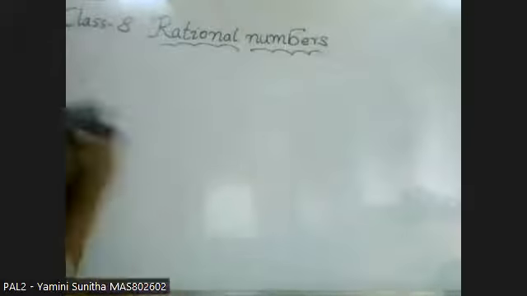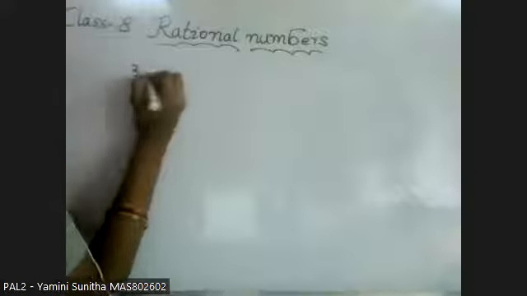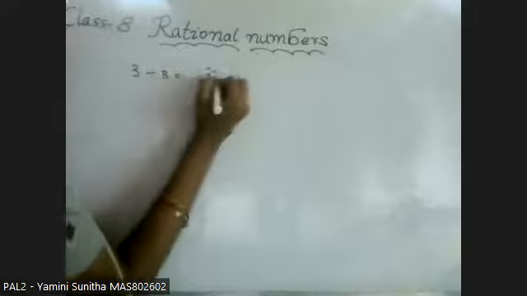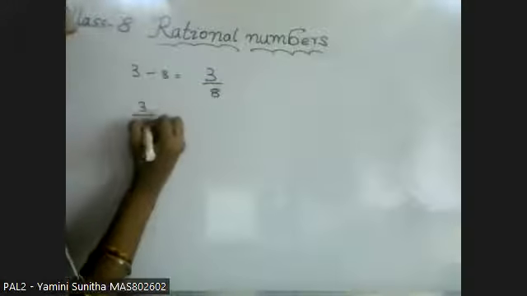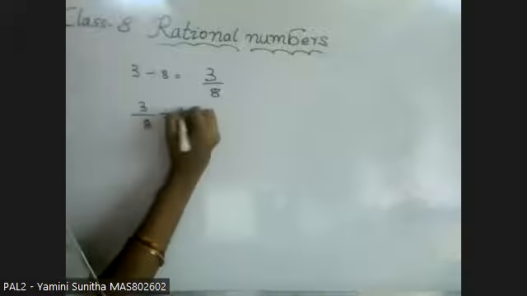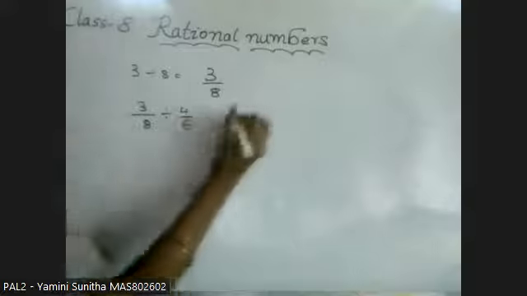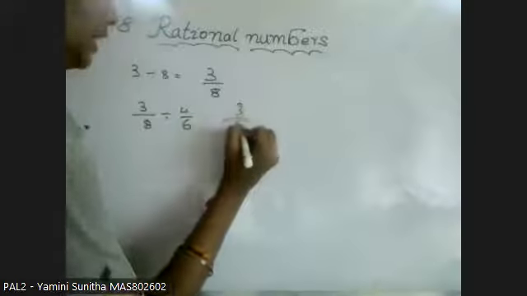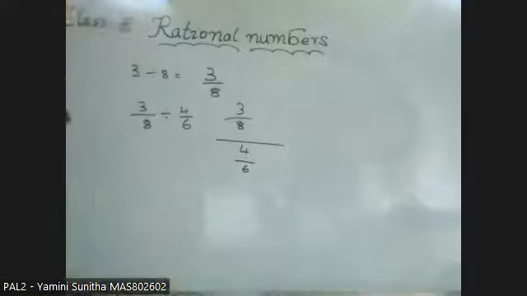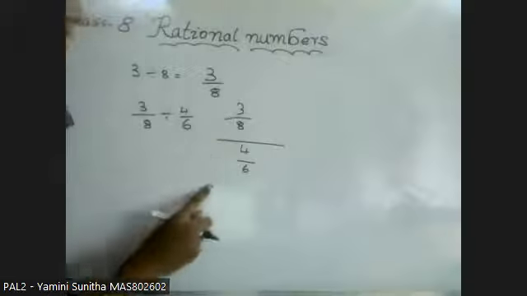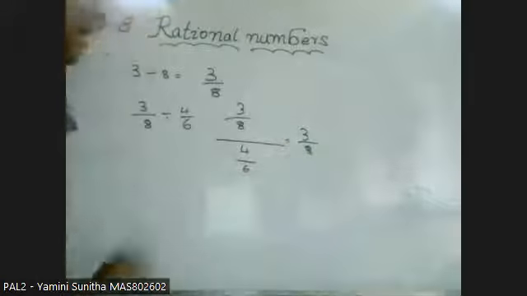So next, division. Division is simple. When they give 3 divided by 8, we can write it as 3 by 8. If they give 3 by 8 divided by 4 by 6, first write it in the normal form which we used to write: 3 by 8 by 4 by 6. So now how to proceed? We have to convert it into multiplication.